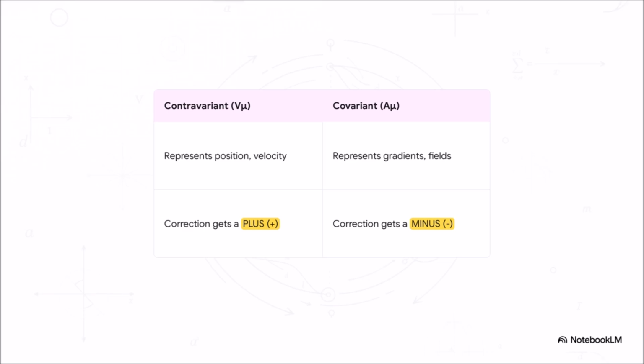Okay, now it turns out there are two flavors of vectors, and they transform in opposite ways. You can think of them like a push and a pull, or a yin and a yang. For the first type, called contravariant, these are things like velocity. We've seen that the correction term needs a plus sign to cancel the noise. But for the other type, the covariant vectors, what sign does their correction need? The answer to that is the key to our entire mystery.